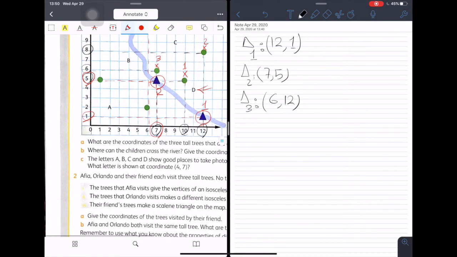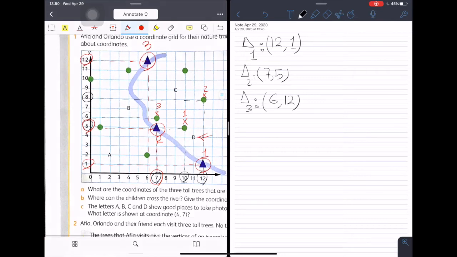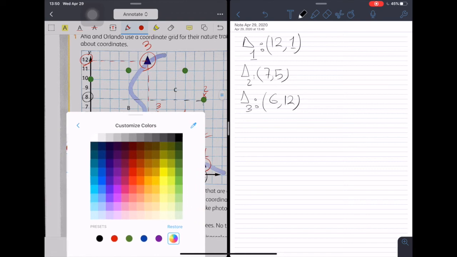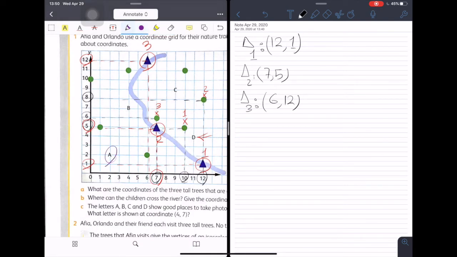Part C. The letters A and B and C. Now I want to attract your attention to the letters A and B. Let's choose a different color here. Letters A, B, and C. Question part C. Let's get rid of this whole thing here because it got very busy. Yeah, this is much better now. Okay. All right.